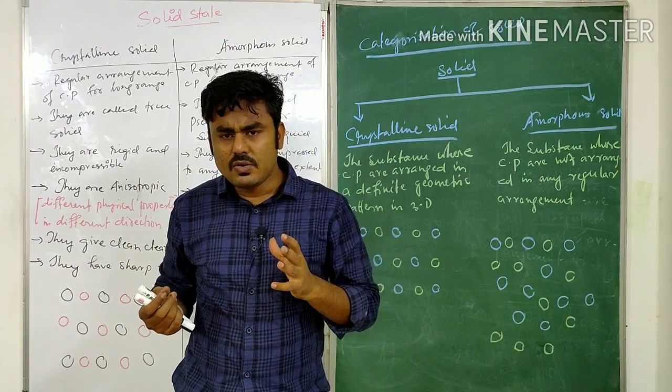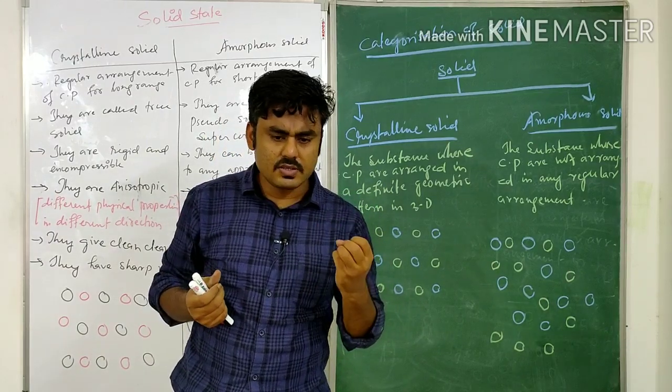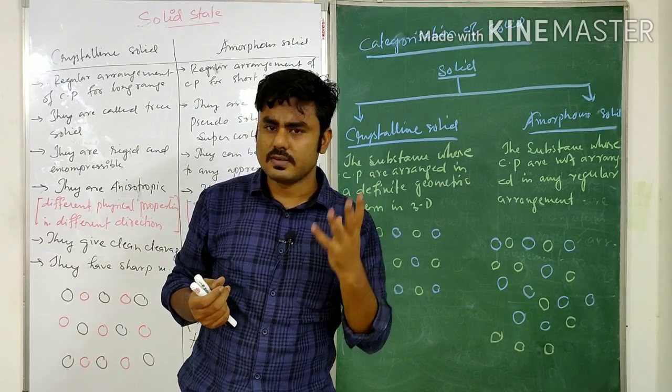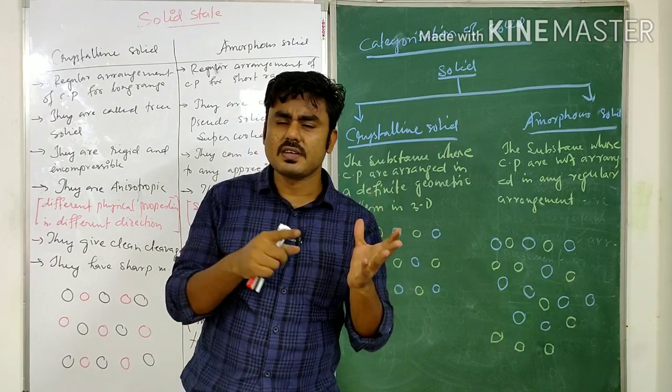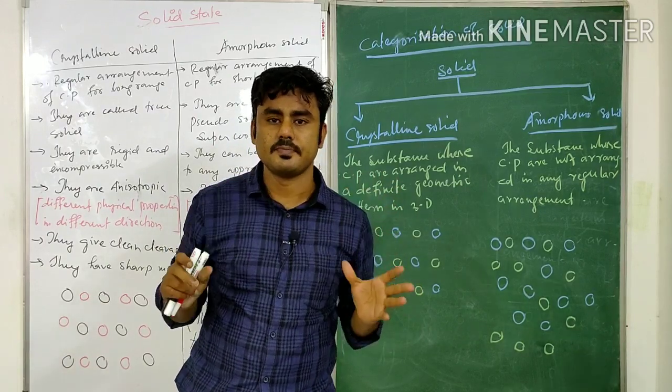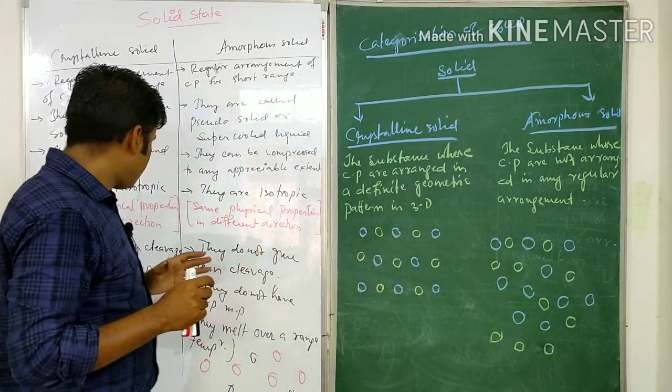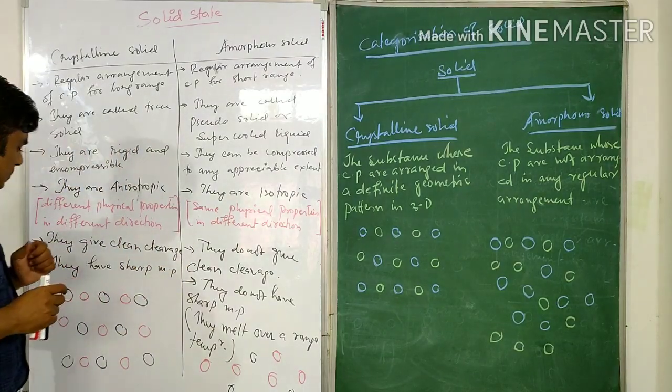So, as you raise the temperature, the amorphous solids will become softer and softer. So, it will melt over a range of temperature. So, at what temperature it will melt, you cannot say. So, why does it happen? Why is it like this?